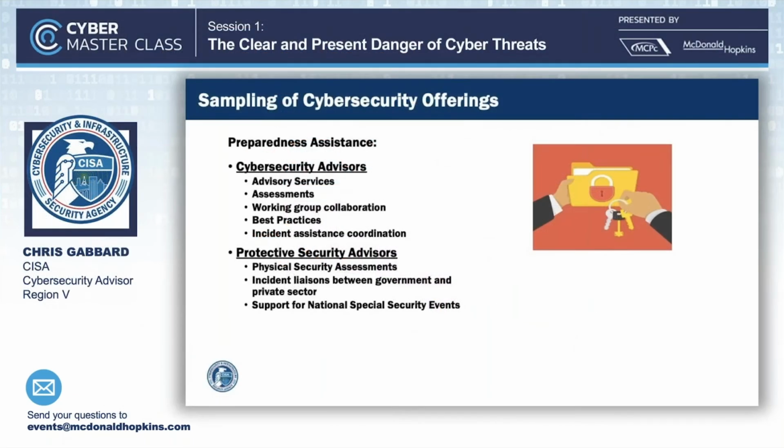So here are some samplings of our cybersecurity offerings, right? We do preparedness assistance. As a CSA, we also have PSAs, which are protective security advisors. As a CSA, we do advisory services and assessments, which I'll get into in just a minute. We have working group collaboration. We bring forward what the best practices are, what NIST says, or what we're seeing across the water sector or the electric sector. And we have incident assistance. The PSAs are more on the physical side, so those guys can do physical assessments.